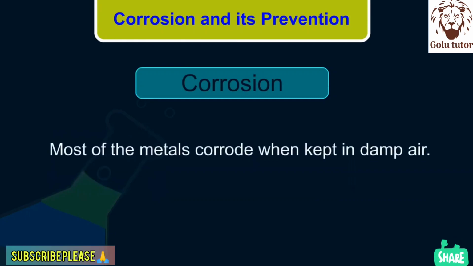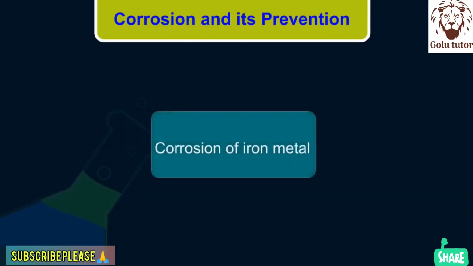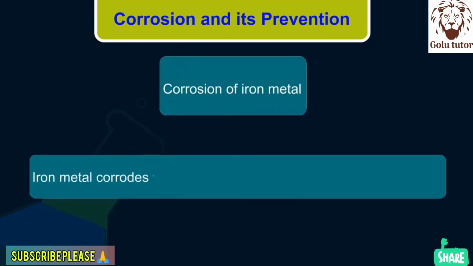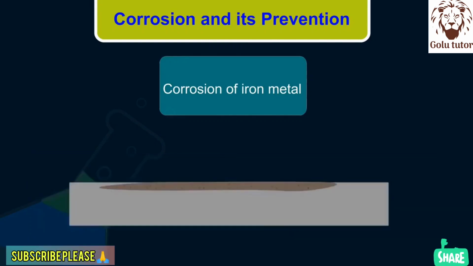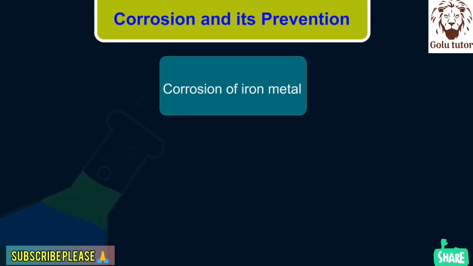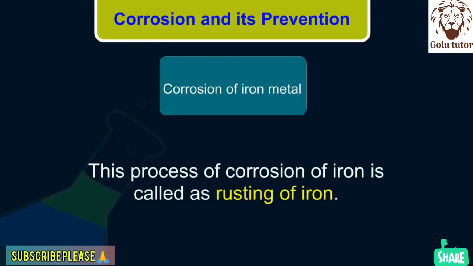Most of the metals corrode when kept in damp air. Let's discuss corrosion of iron metal. Iron metal corrodes when it is kept in damp air for a considerable time. It gets covered with a reddish-brown flaky substance which is called rust. This process of corrosion of iron is called rusting of iron.